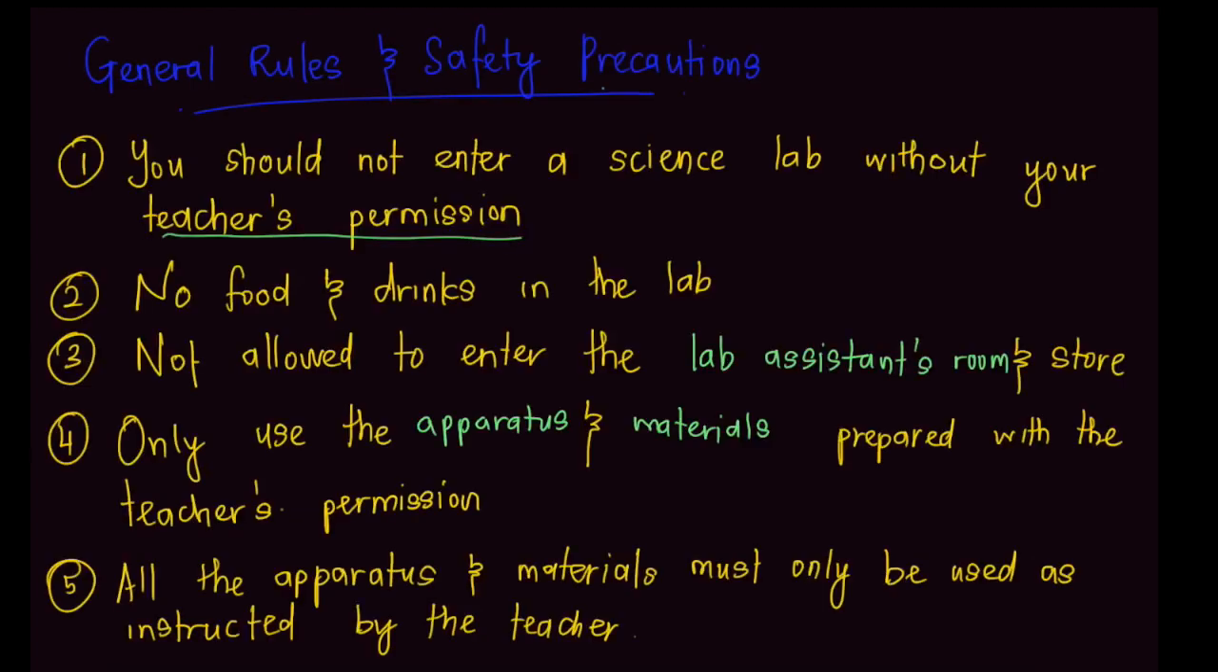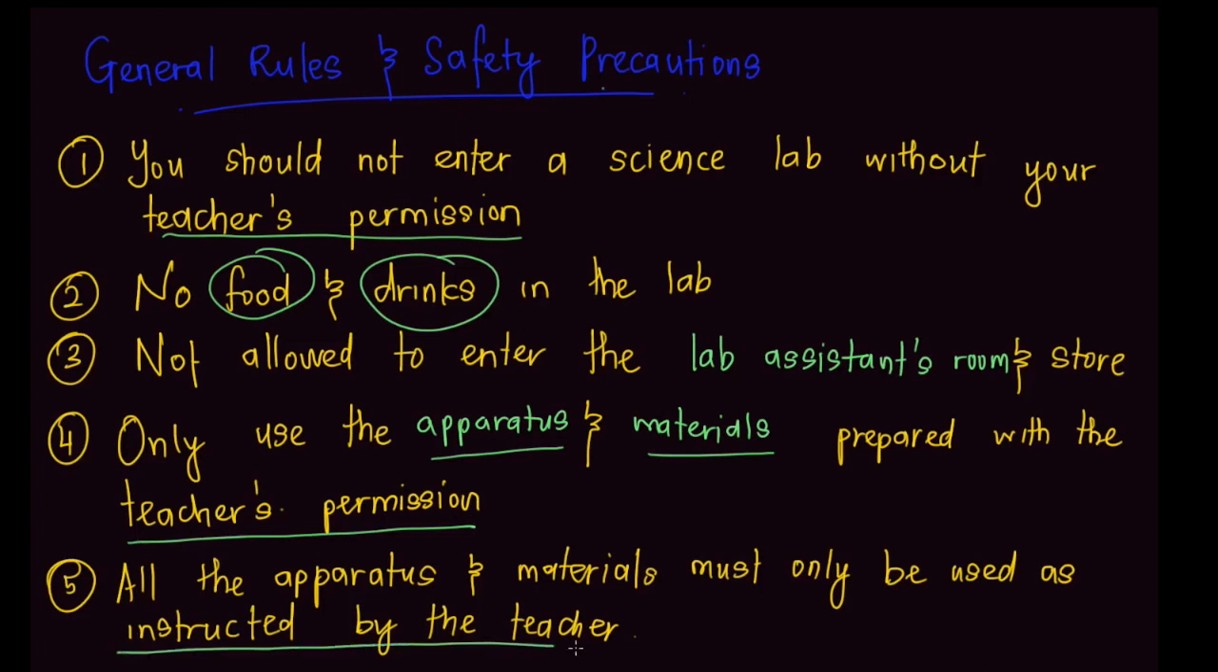Moving along, we look at the general rules and safety precautions. Now, you should not enter a science lab without your teacher's permission. Definitely no food and drinks in the lab. You're not allowed to enter the lab assistant's room and the storeroom. Only use the apparatus and materials prepared with the teacher's permission. All the apparatus and materials must only be used as instructed by the teacher.